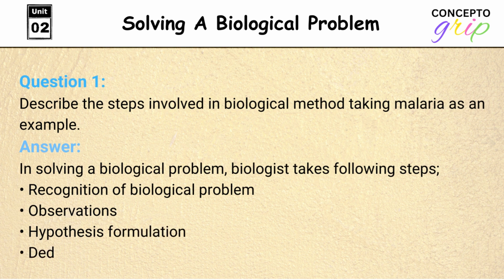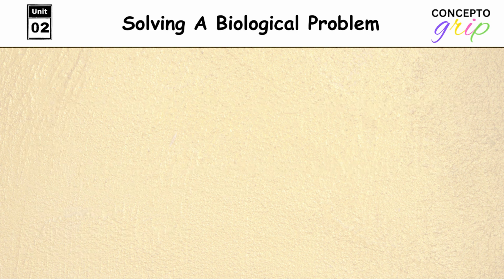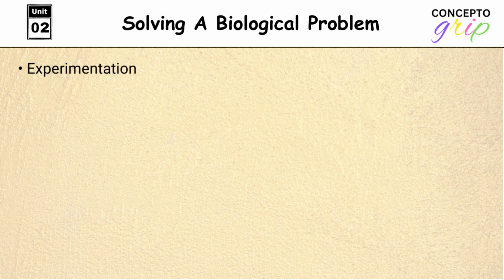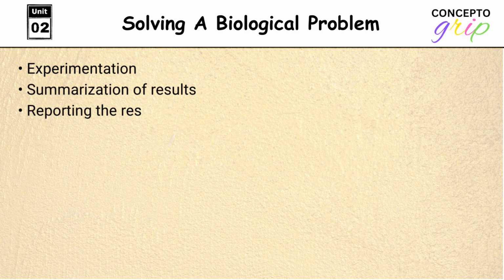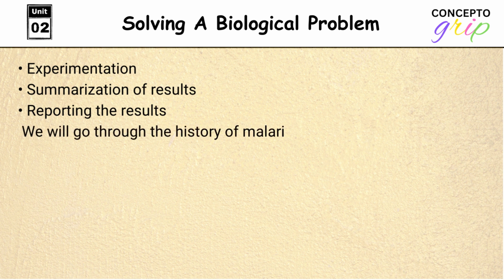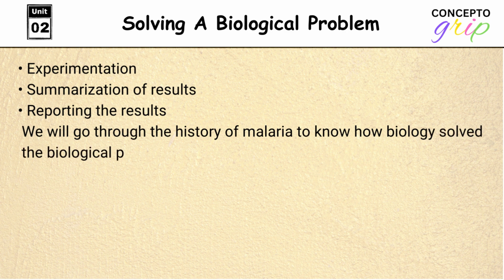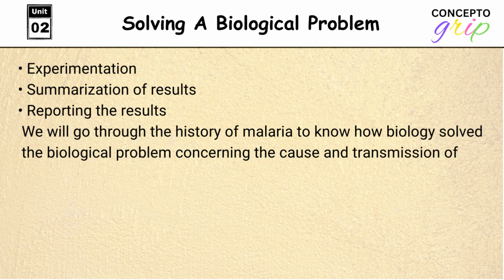Hypothesis formulation. Number 4. Deduction. Number 5. Experimentation. Number 6. Summarization of results. Number 7. Reporting the results. We will go through the history of malaria to know how biology solved the biological problem concerning the cause and transmission of malaria.